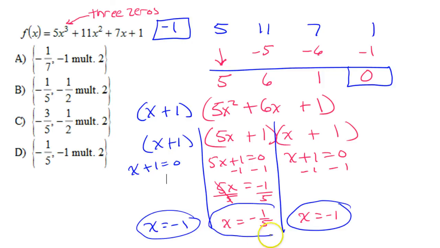And then we have -1/5 as the third root. So -1 multiplicity 2, and -1/5. Looking at the choices, there was no 1/2, there was no -1/2. Here we go. -1 multiplicity 2, yep, and -1/5. So the answer is D. Let that soak in.